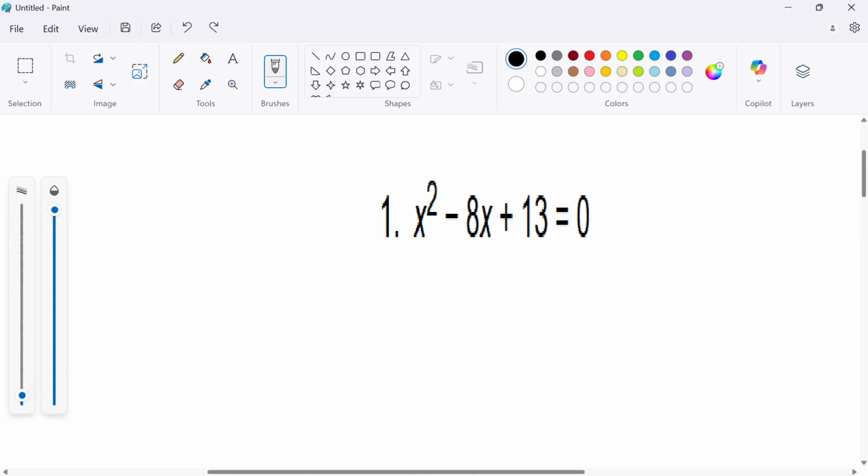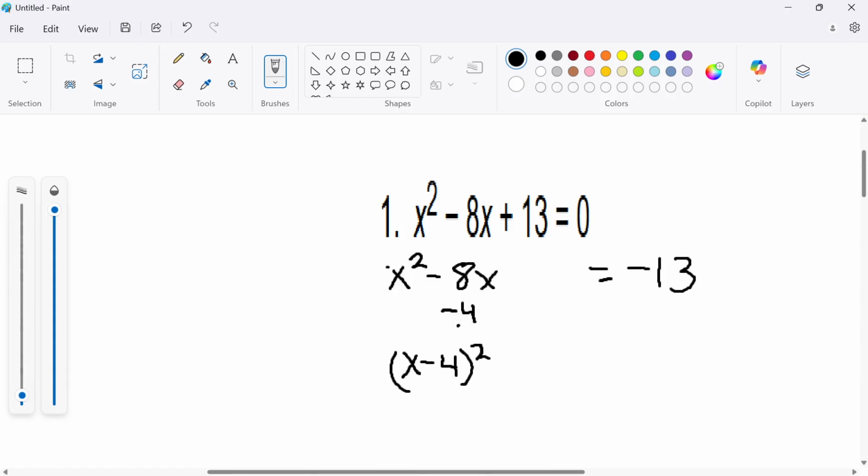So I'm going to subtract 13 from both sides. I get x squared minus 8x, and I'm going to leave some space there so I have room to work, equals negative 13. Now I want to have a 1 in front of the x squared, which I do, so that's good. Half of negative 8 is negative 4. I'm going to write x minus 4 squared, and then I square negative 4. Negative 4 squared is 16. This, x squared minus 8x plus 16, is equal to x minus 4 squared.